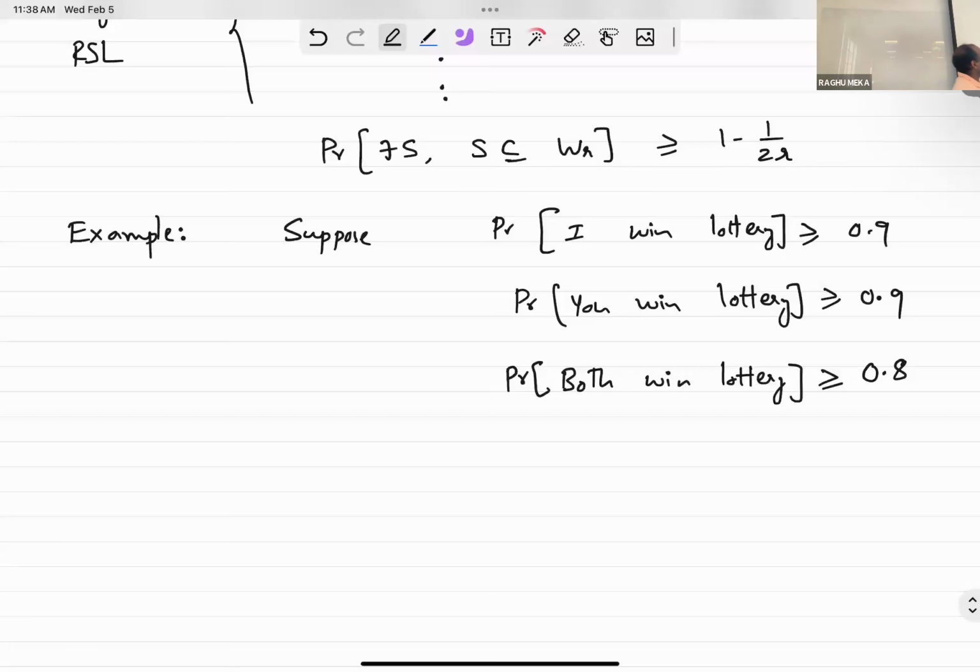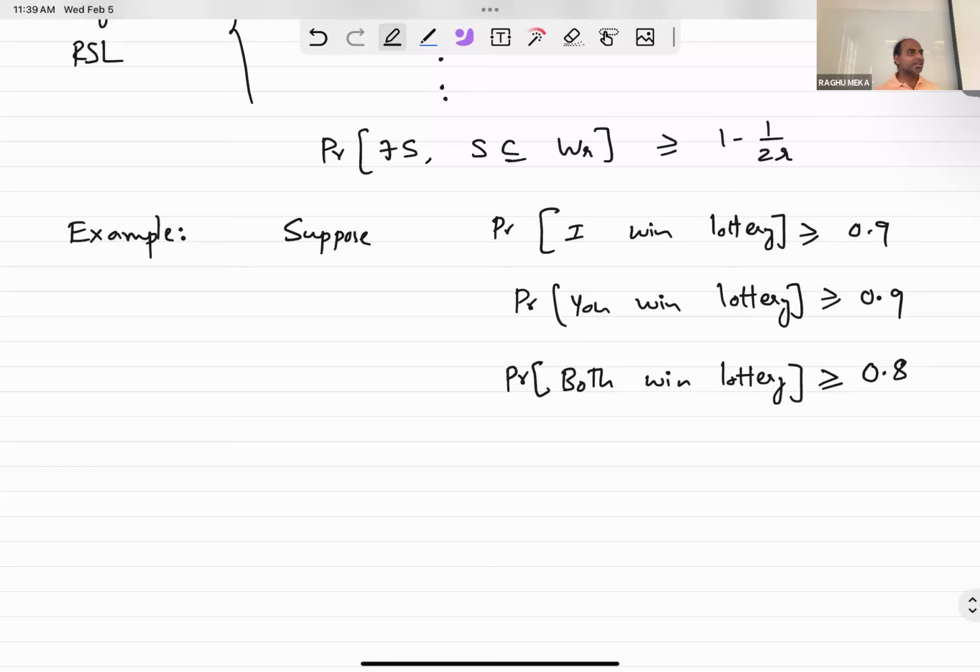Right? And the reason is that if you look at the complements, it gets better. Probability I don't win the lottery is only 0.1. Probability you don't win the lottery is at most 0.1. So the probability at least one of us doesn't win is at most 0.1 plus 0.1, which is 0.2. Okay, so this is the union bound. So in some sense, even when the events are not independent, we can get control on joint probabilities if the individual probabilities are very high.